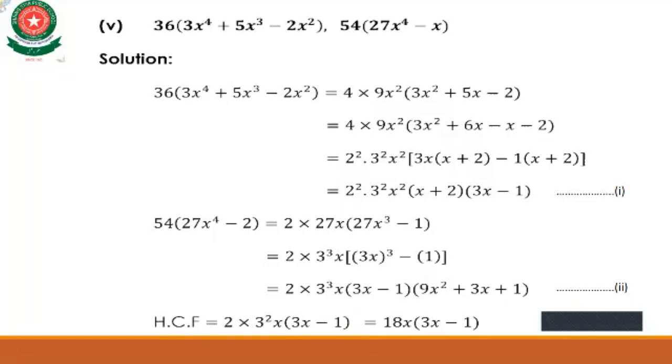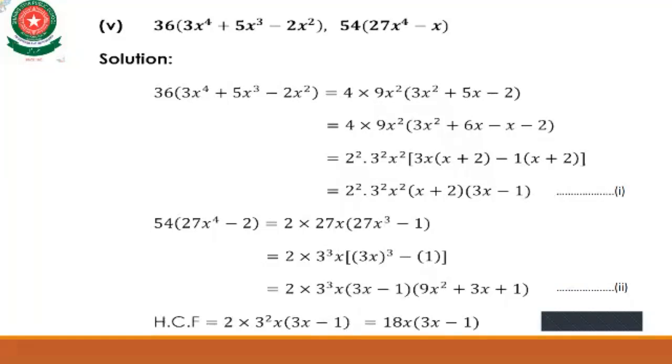You can write 54 as 2 into 27. Here you can see that x is also common. In the question you can see 54, 27x power 4 minus x. Taking x common, the remaining will be 27x cube minus 1. You can write 27 as 3 cube: 2 into 3 cube into x into 3x cube minus 1 cube.